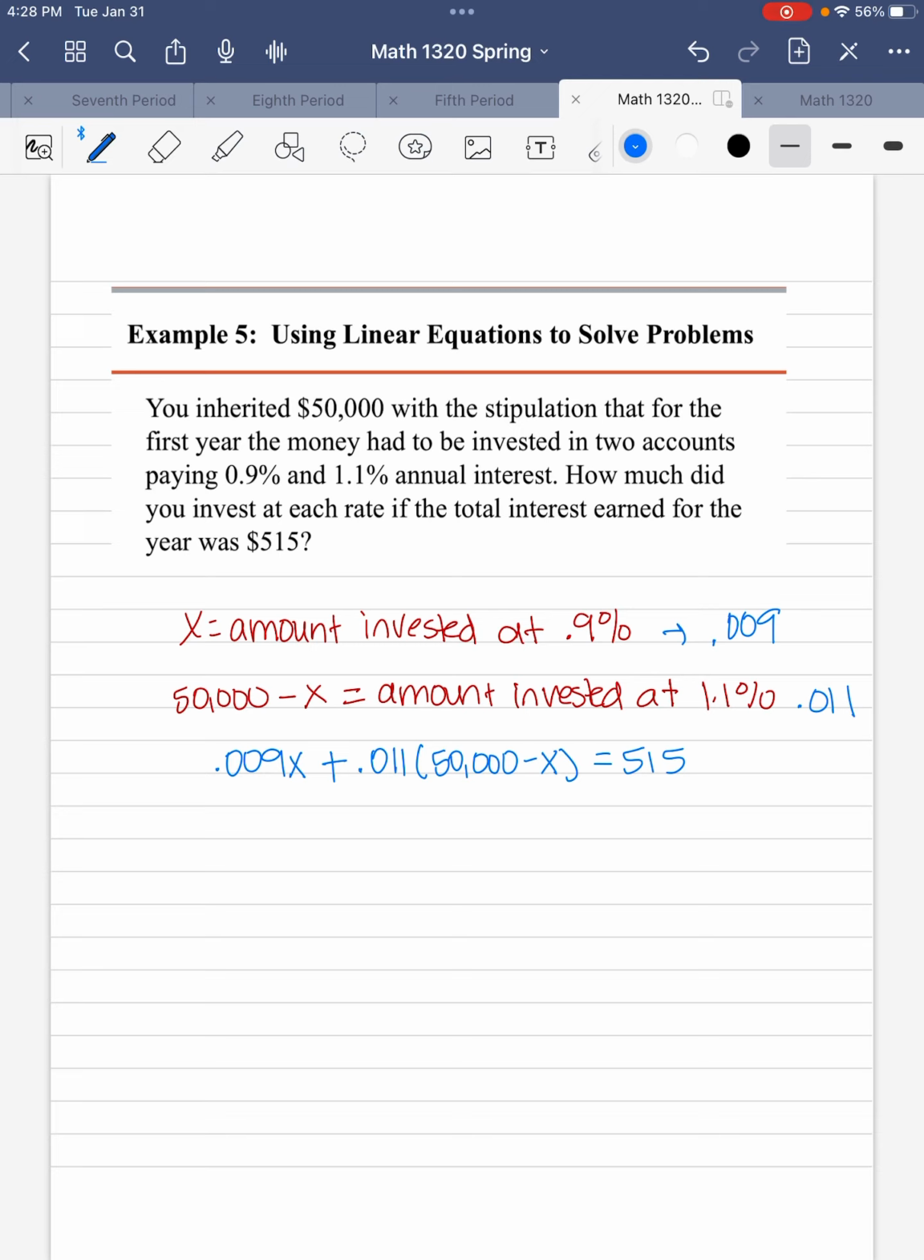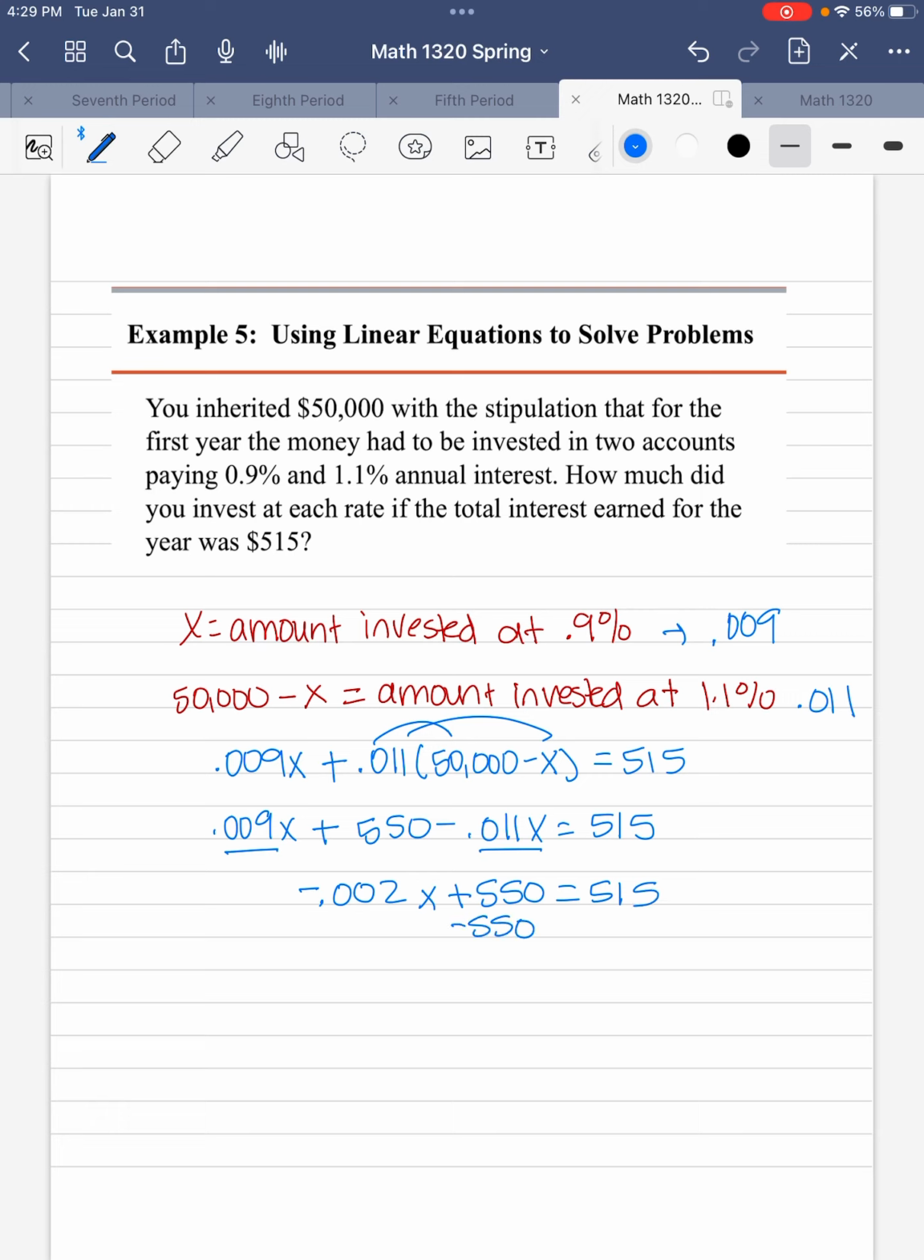We're going to start by distributing that 0.011 like this. And so we get 0.009x plus 550 minus 0.011x equals 515. And then look, I can combine this term and this term, 0.009x minus 0.011x, and that's going to be negative 0.002x plus 550 equals 515.